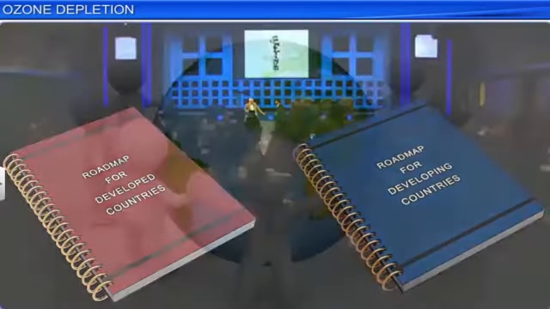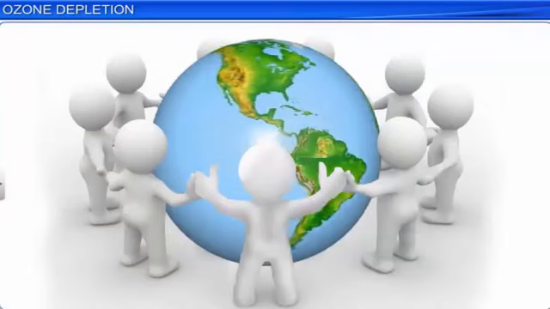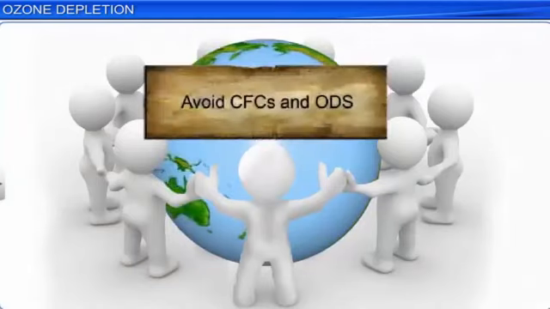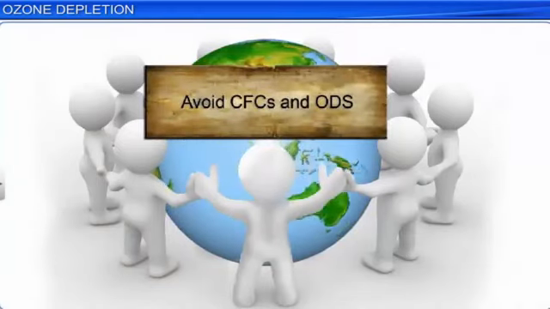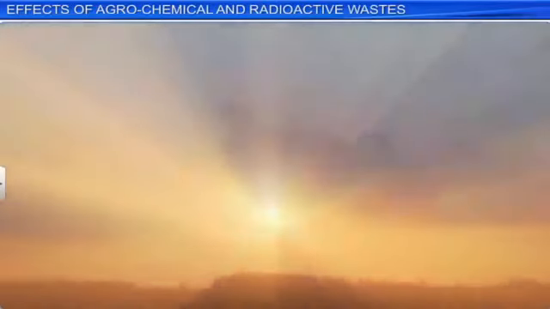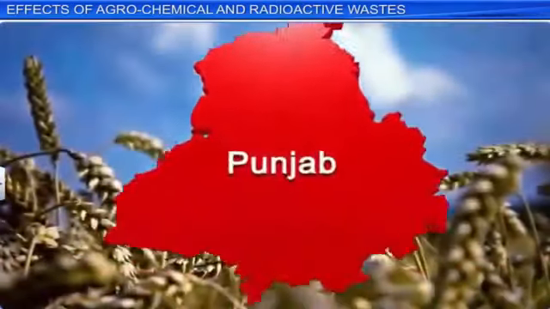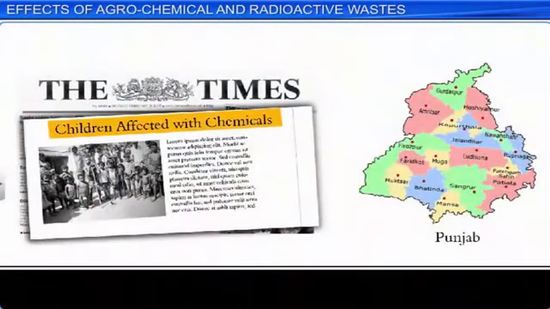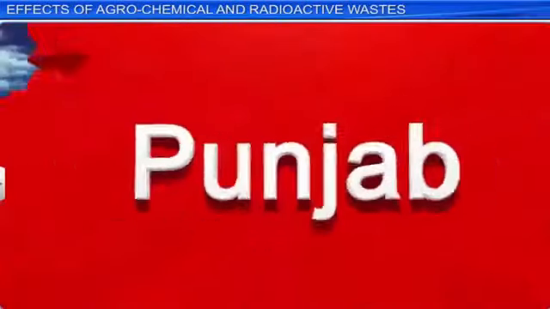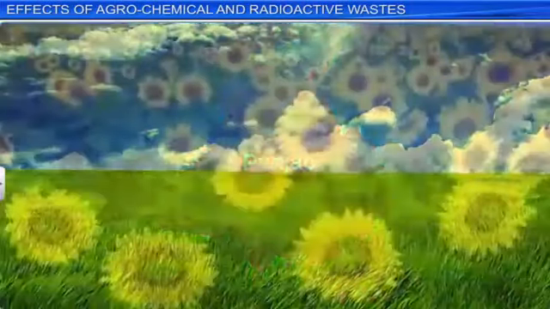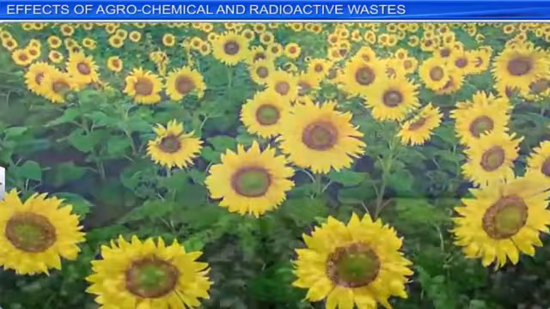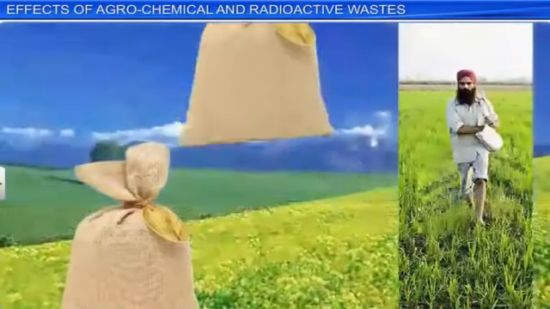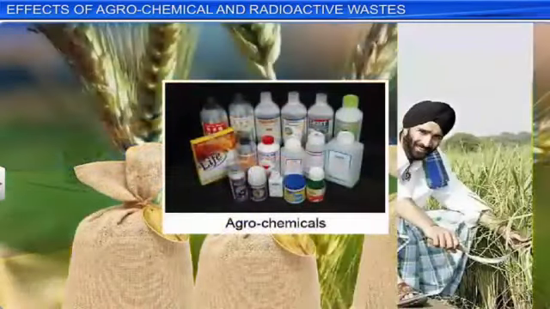We too can prevent and control the depletion of the ozone layer by avoiding the use of CFCs and other ODS. A recent study showed that a large number of children in Punjab were detected with a small amount of chemicals in their bodies. These chemicals have had serious health consequences. In fact, the entire state is witnessing health consequences due to intensive farming and the use of agrochemicals during the Green Revolution.